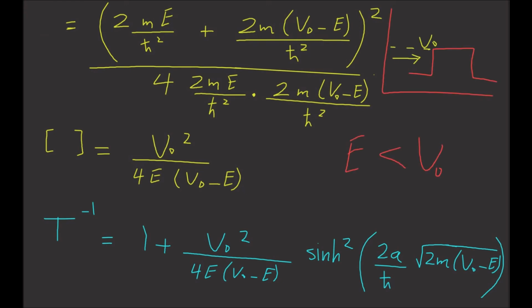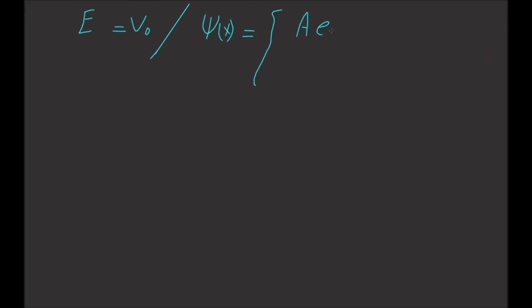So now let's take a look at the second scenario. This is when E is equal to V naught. Here, the solution for the wave function, psi of x is equal to, for the first region, we have a complex solution, A times e to the I k x, k still the same, plus B times e to the minus I k x, this is x less than minus a. For the second region, the solution c plus d x. This is x between minus a and positive a.